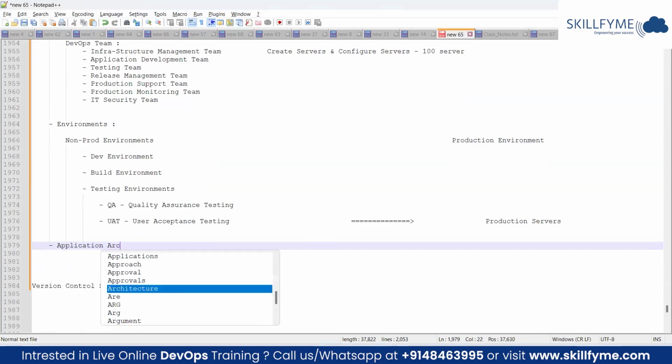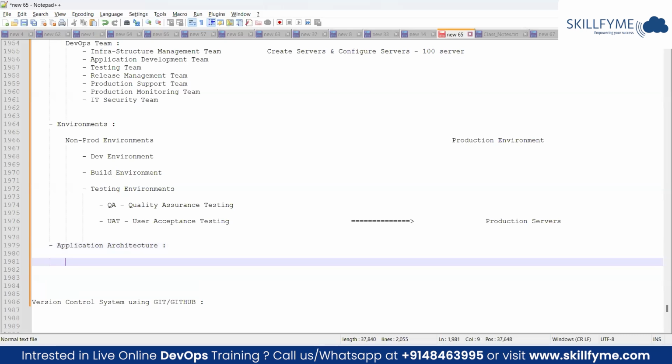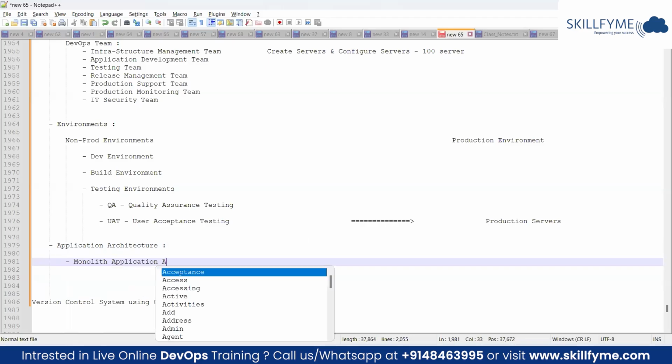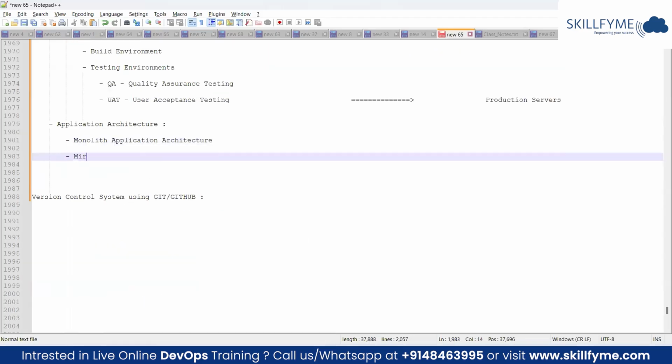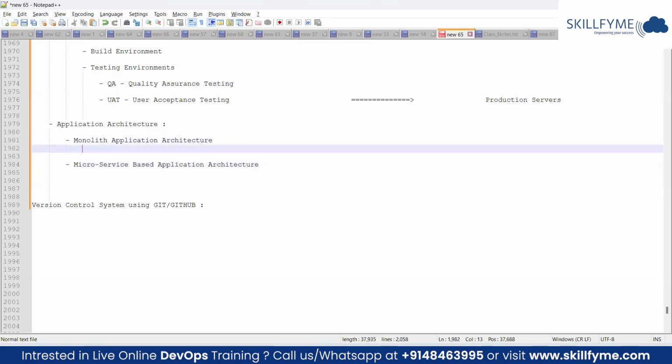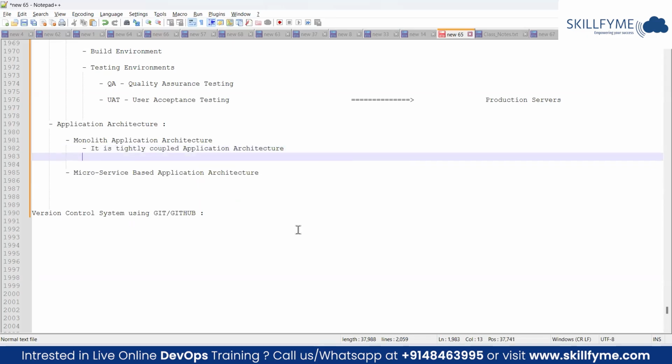another important thing to implement this is your application architecture. The application architecture plays a very important role in implementing continuous deployment. From a DevOps perspective, we have monolith application architecture and microservice-based architecture. Monolith application architecture means a tightly coupled application architecture, where all the modules are tightly coupled together.